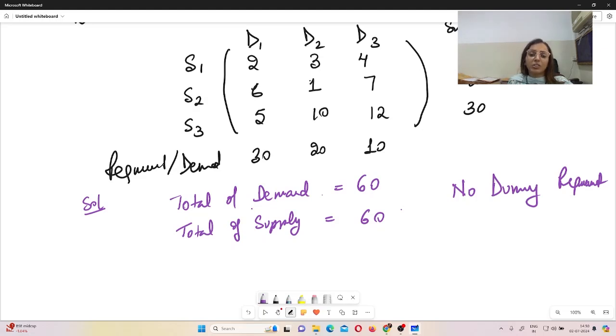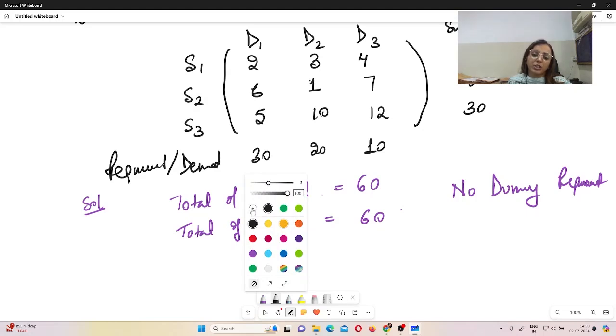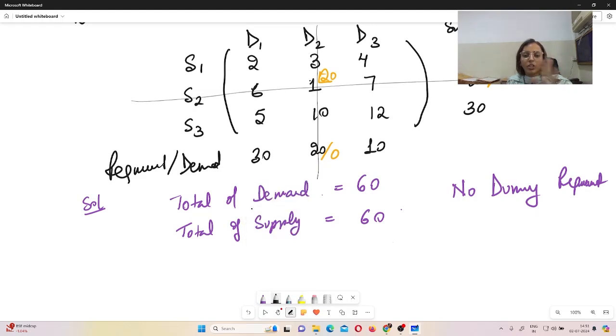Now what we have to do is least cost. Find out which one is the least cost in this question, and give as much allocation as possible to the least cost cell. The least cost is 1 from all the rows and columns. The allocation can be done there: D2 requires 20 units and S2 can supply 20 units. So the allocation is 20, and this is done. We delete this row, S2, and this column also, D2, because all the units are done.